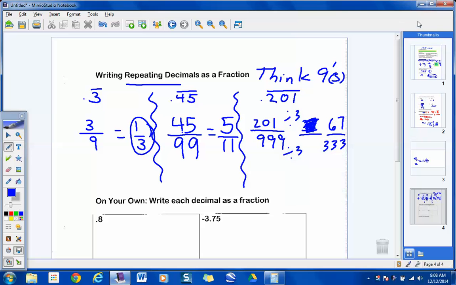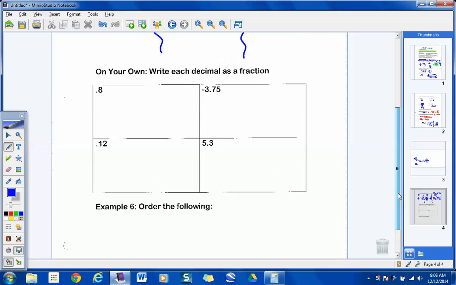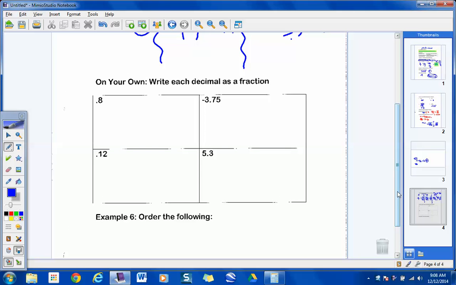Okay, I think we're pretty good on this. Write each decimal as a fraction. 0.8, you would put 0.8 over what, guys? Not 1, but 1 and how many zeros? 10. I'm sorry, I'm messing this up. 8 over what? 10. Okay, can that reduce? Yeah. Can that reduce to what, gang? 4/5. Okay.